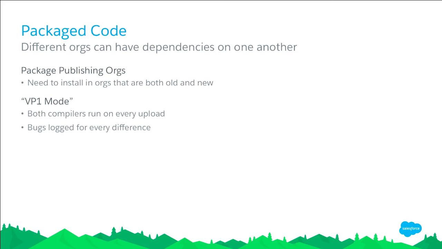Package orgs get to go first because as we're doing this changeover, these are going to be installed in different orgs that are going to have dependencies on that package. While we're doing the cutover, there's what's called VP2 mode. VP2 mode is when every time you try to upload your package, we are going to do that same check again. We're going to check to make sure that whatever changes you made also continue to operate the same for the old and the new compiler. No difference whatsoever. We'll actually block an upload if that happens.